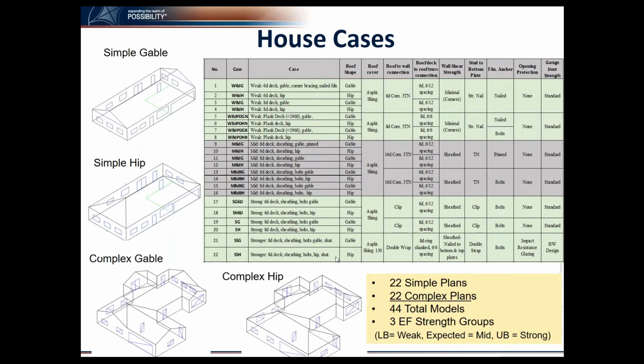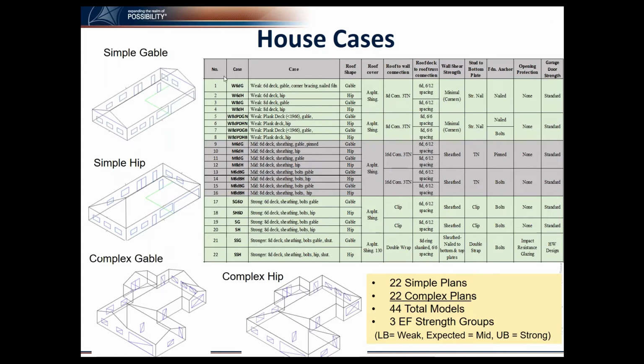We used 44 house cases to develop the EF scale wind speed distribution, and there are simple gable, simple hip, complex gable, complex hip, and in these house cases, we vary the roof cover strength, roof to wall connection strength, roof deck to roof truss connection, wall shear strength, whether it's minimally sheathed or fully sheathed, and top to bottom plate connection, whether it has a foundation anchor or not, whether there is opening protection, and what is the garage door strength.